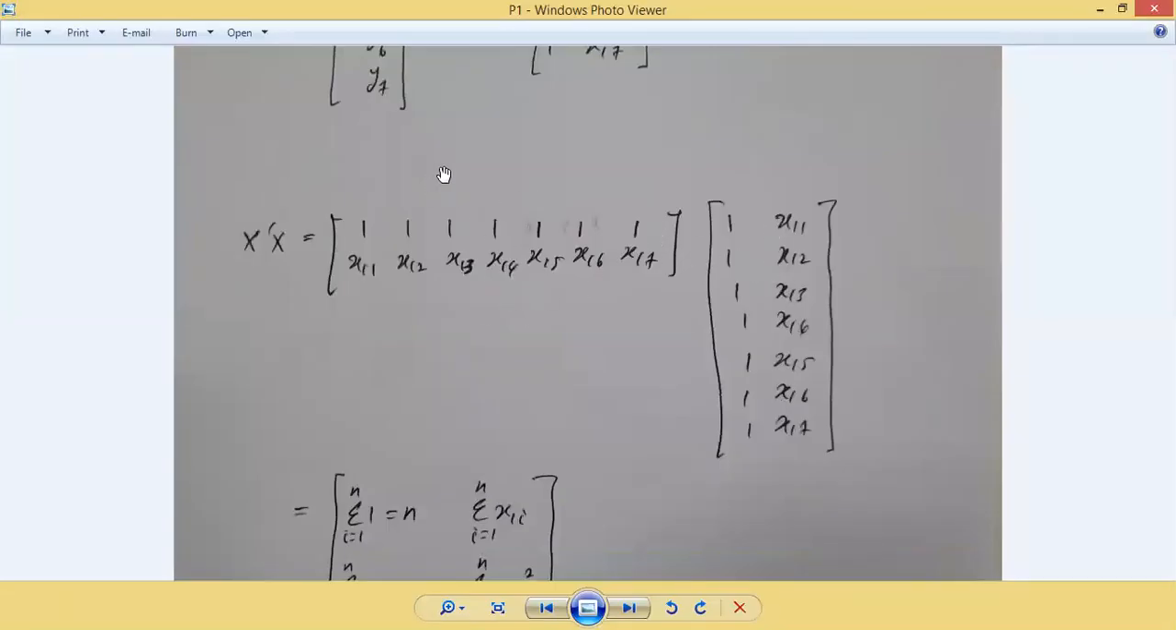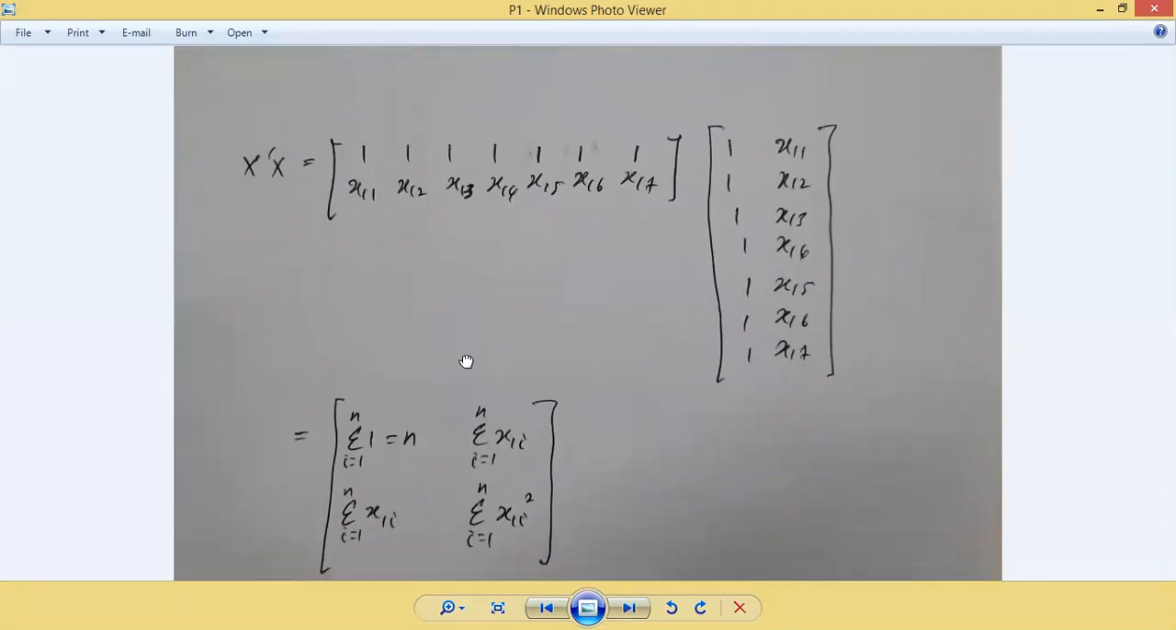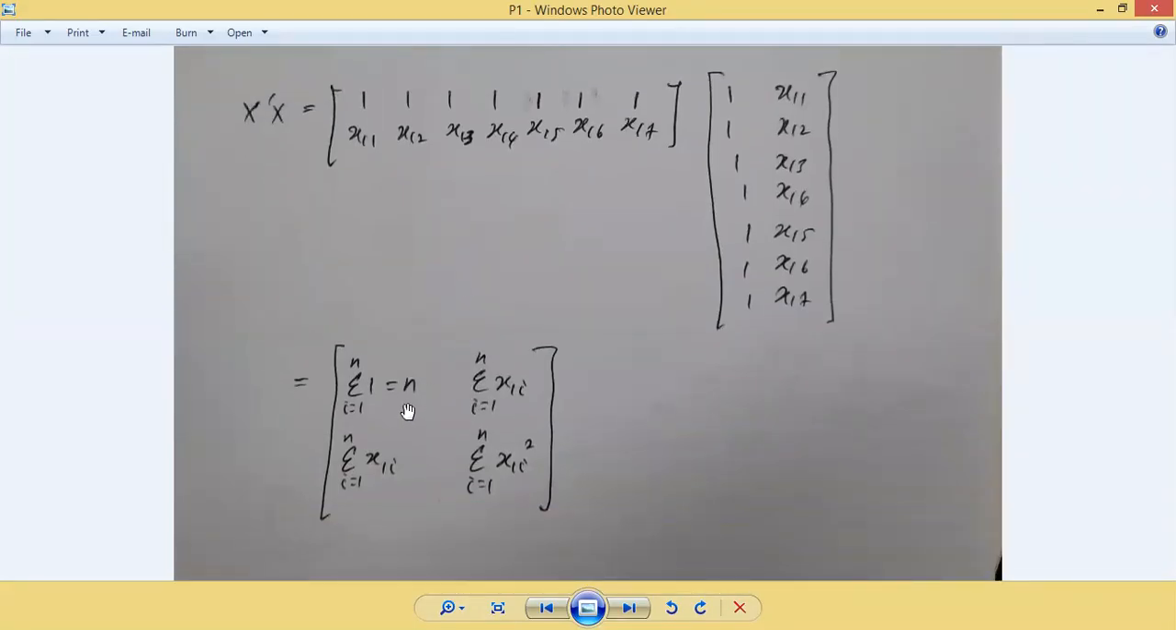So for x transpose x, you multiply the first row and the first column: 1 times 1 plus 1 times 1 up to the last one. So it is the sum of 1, how many times? n times. So it is equal to n. 1 plus 1 plus 1 up to 7 times, so it is equal to n. Of course, in this case the sample size n is equal to 7.